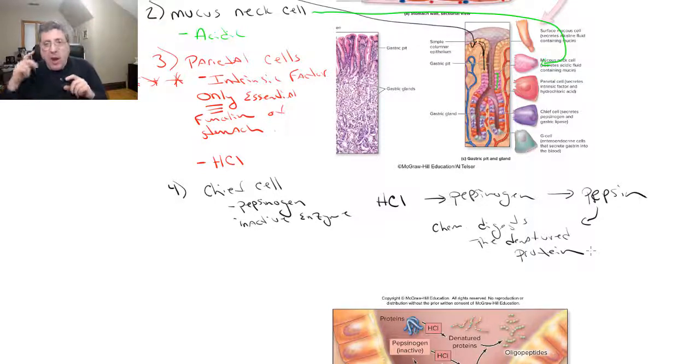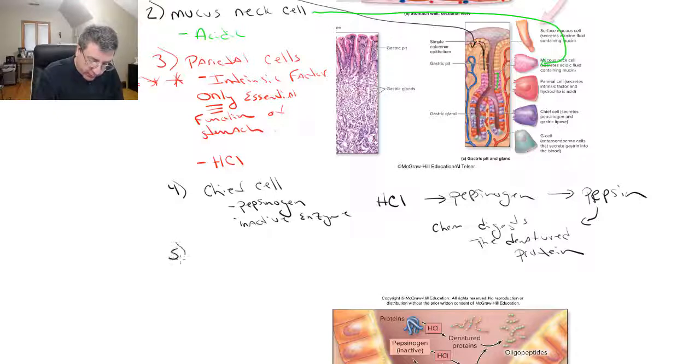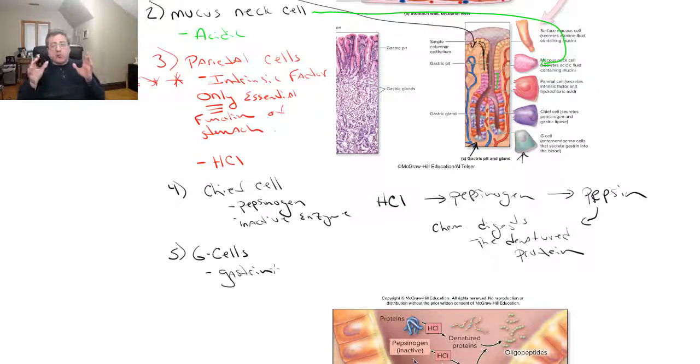And then the 5th one is G cells. G cells are the hormones, so these are going to be at the very bottom on here. So that's a G cell. And this one is actually secreting gastrin. It's a hormone. And gastrin stimulates stomach motility, so it gets it moving a little bit more, and it stimulates more secretions for the stomach. So food enters your stomach, gastrin says, okay, let's start churning things up, and let's start secreting more stuff into the stomach.